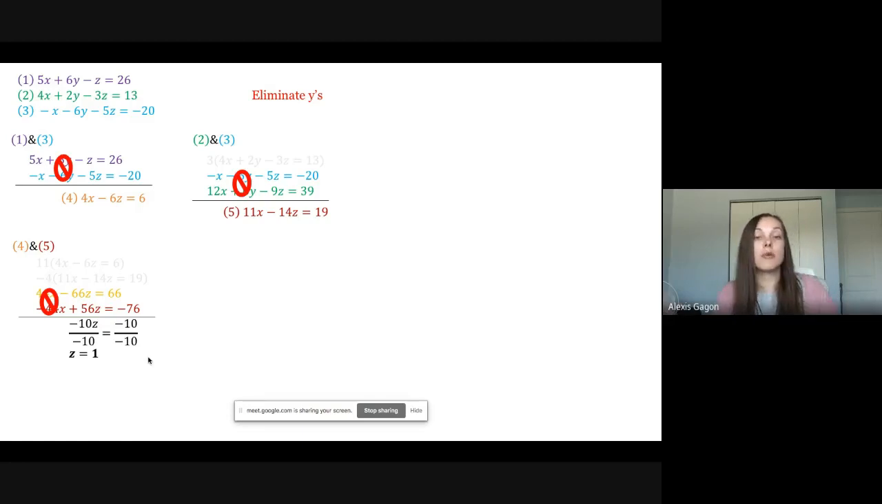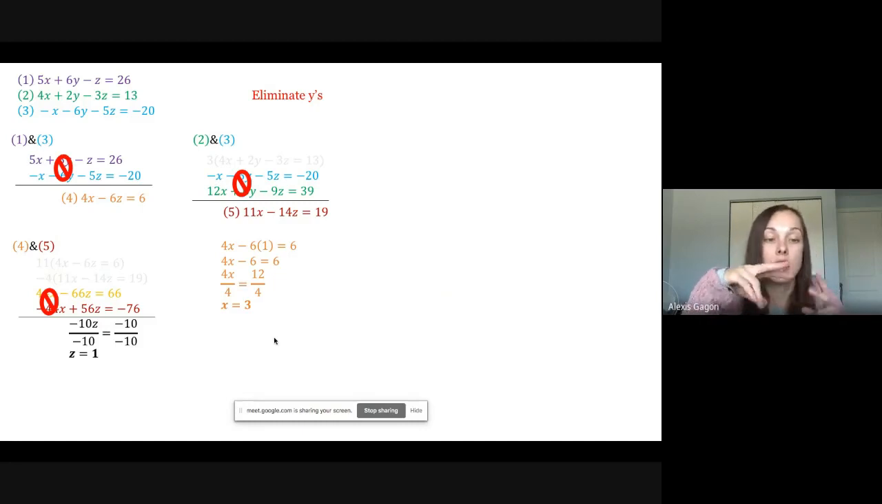Once you get one variable, the problem is going to break down for you. So now we can take that, plug it into 4 or 5. It doesn't matter which one. So I'm going to plug it into 4. You could plug it into 5. I promise you'll get the same thing. So we have 4x minus 6 times 1 equals 6, which is 4x minus 6 equals 6. Add the 6 over, you get 4x equals 12. Divide by 4, so x equals 3.